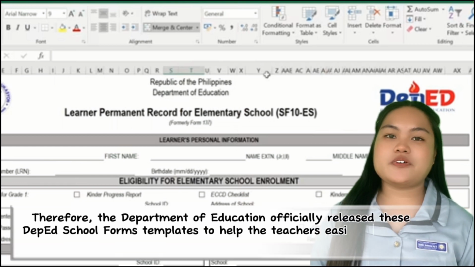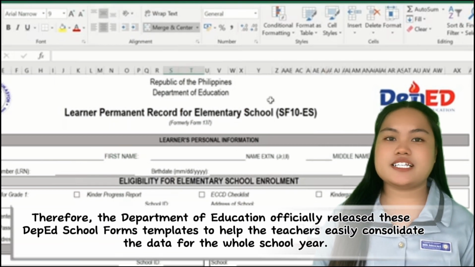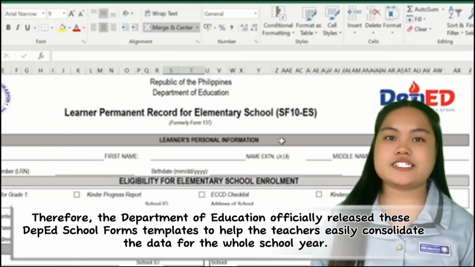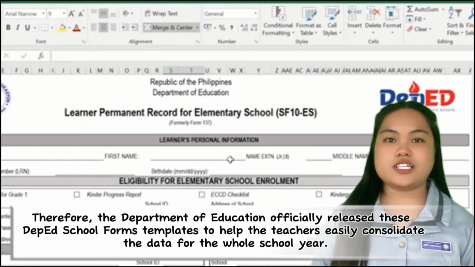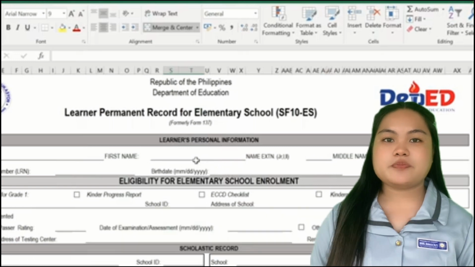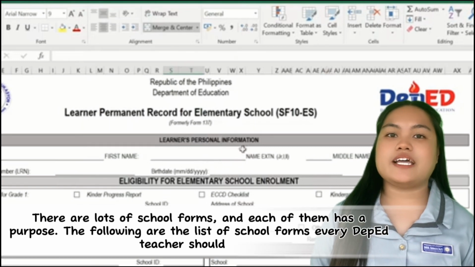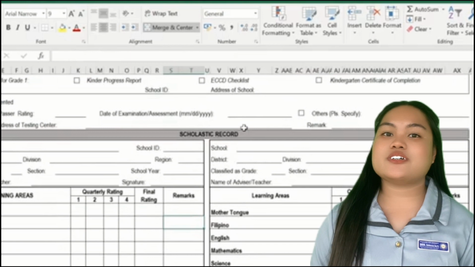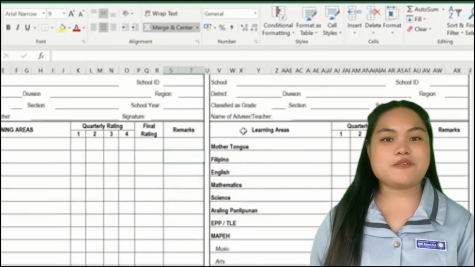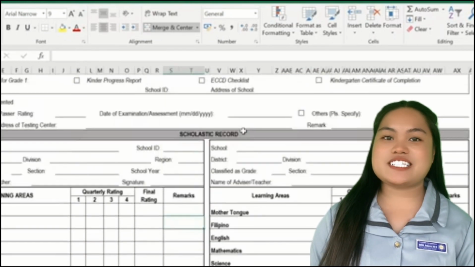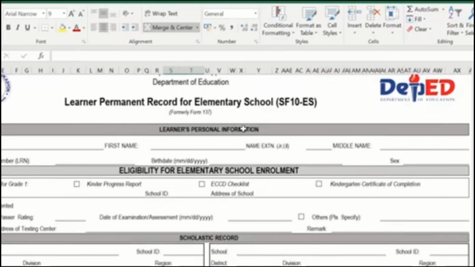Therefore, the Department of Education officially released these DepEd school form templates to help teachers easily consolidate the data for the whole year. There are lots of school forms, and each of them has a purpose. The following is the list of school forms every DepEd teacher or pre-service teacher should know.